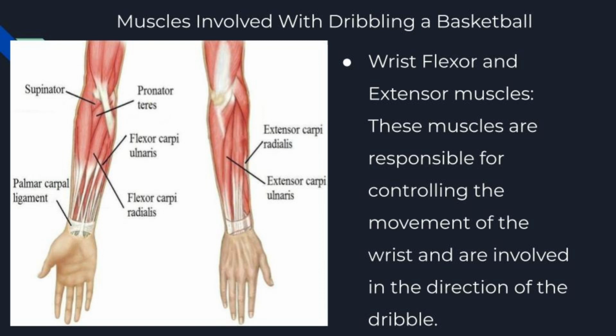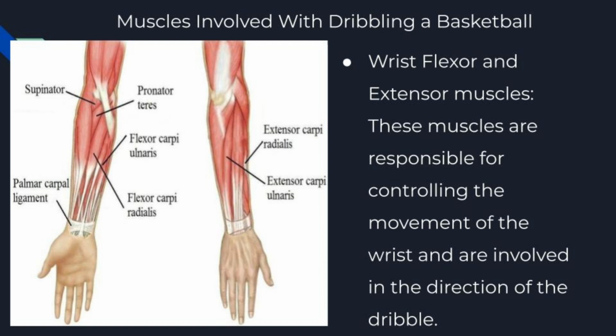But this image to the left shows you the wrist flexor and extensor muscles. So the wrist flexors, like the flexor carpi radialis, flexor carpi ulnaris, and palmaris longus. I'm definitely not pronouncing those right. Those are involved with wrist flexion, which is what's important for controlling the upward motion of the basketball. So when you're bringing that basketball back up, you're using a lot of the wrist flexor muscles.